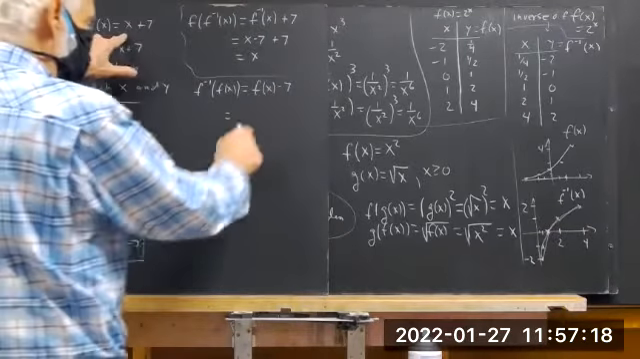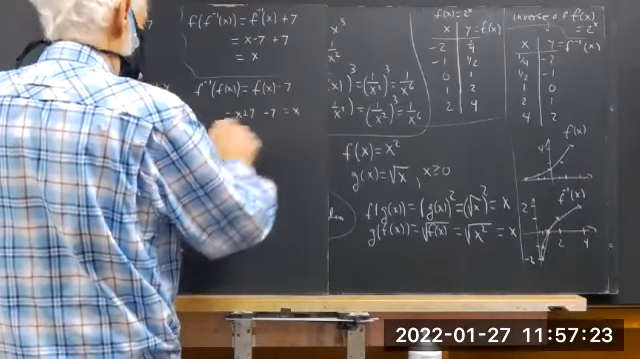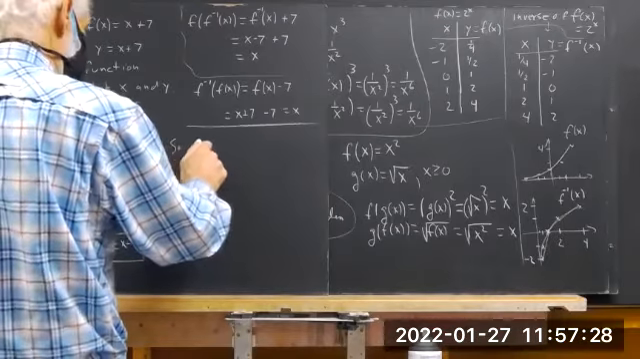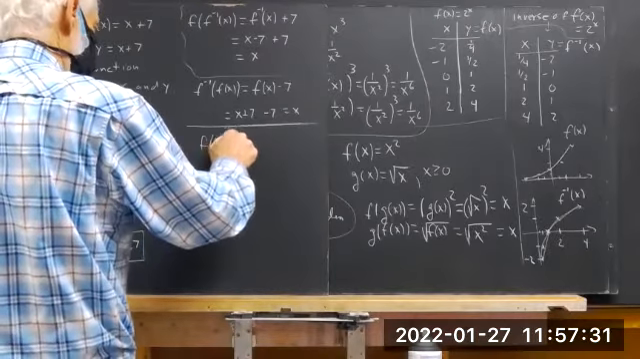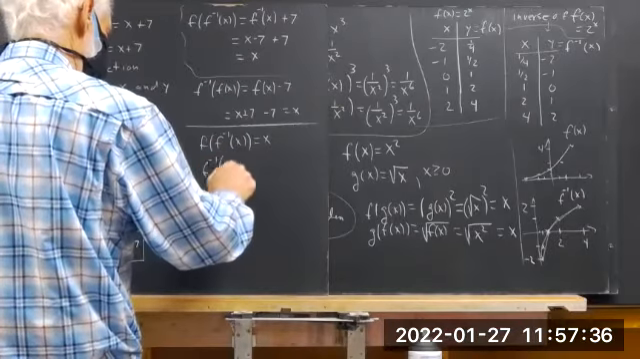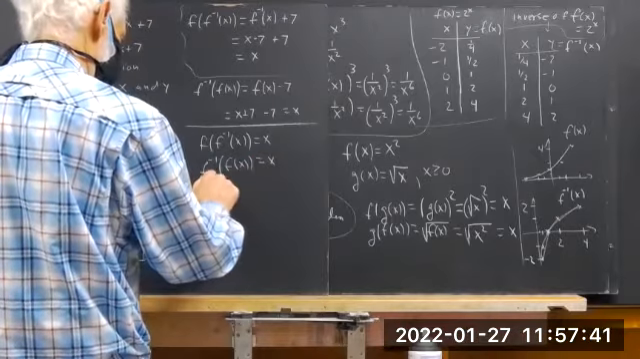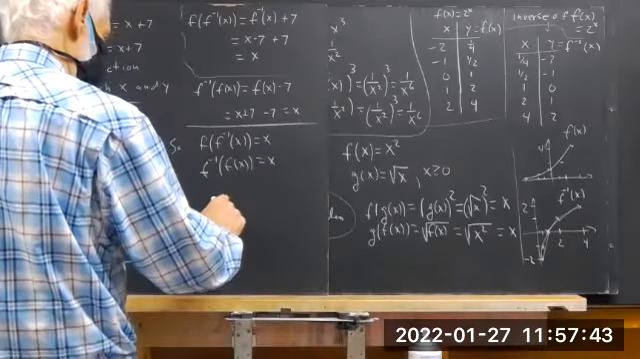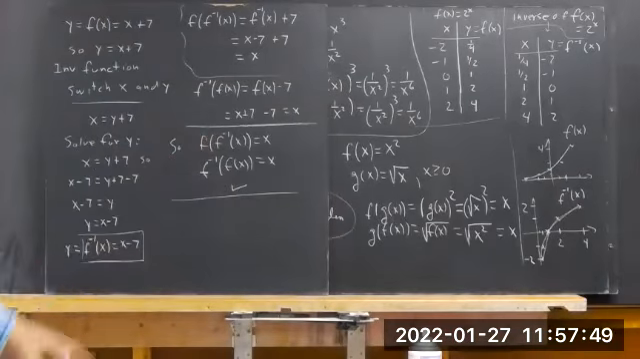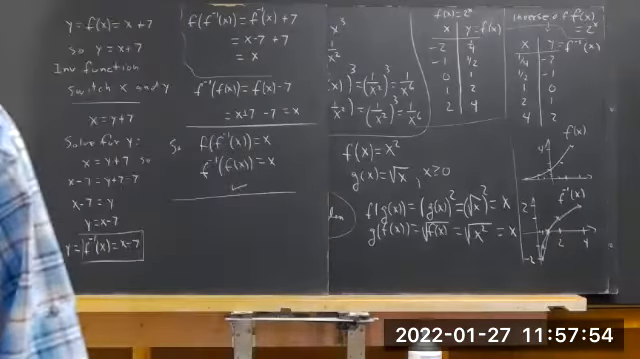Well, f of x is x plus 7. And that equals x. So I'll put a check mark there. That check mark indicates we verified that f of f inverse of x equals x.